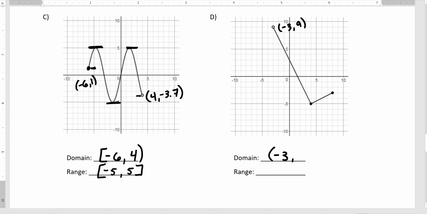The furthest right it goes is this point here, which is (8, -3). So it'll go all the way to 8. Remember, we only look at the x values for domain. Closed circle means a hard bracket there.